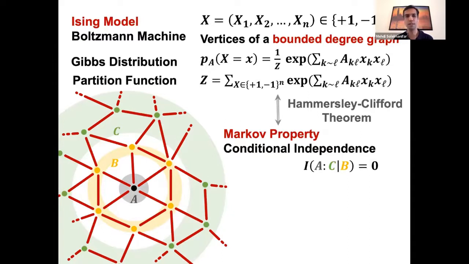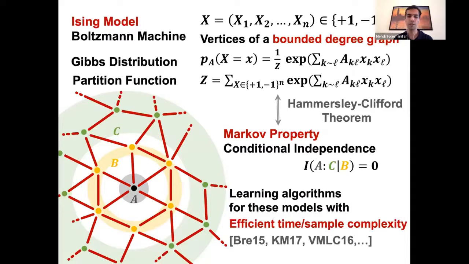So a common setup in learning theory is to use IID samples from the Gibbs distribution to learn these parameters, the mu_k's, that fully determine the Ising model. And there's a rich body of work on this, and people have shown that there are learning algorithms for these models with efficient time and sample complexity. Okay, so far this is all about classical probability distributions.